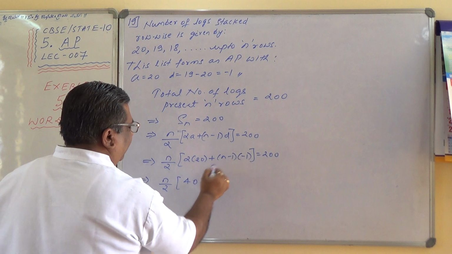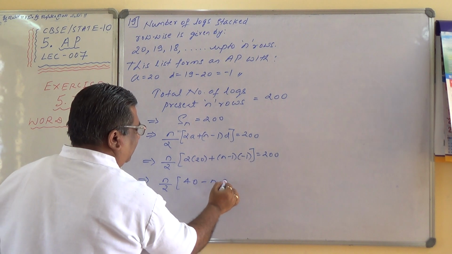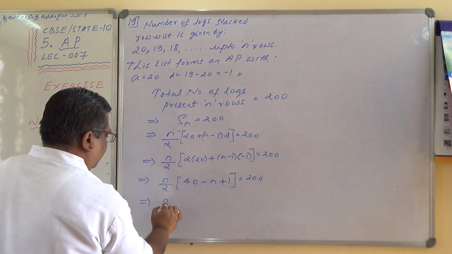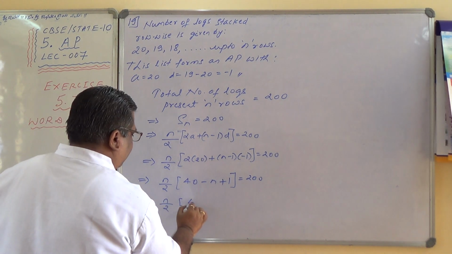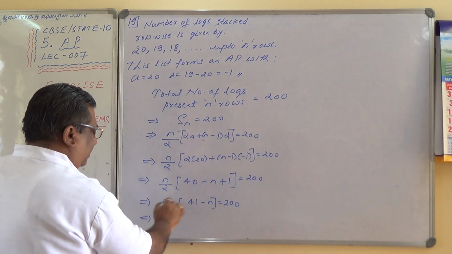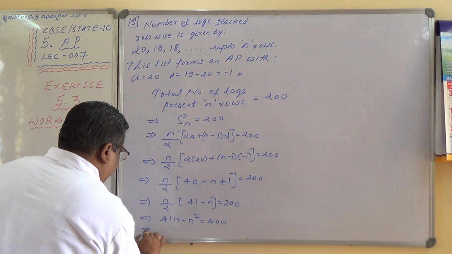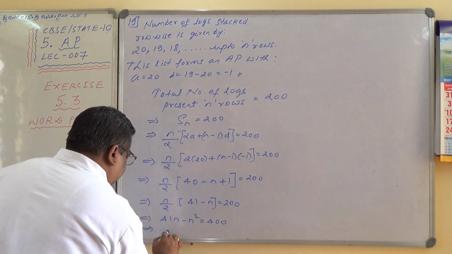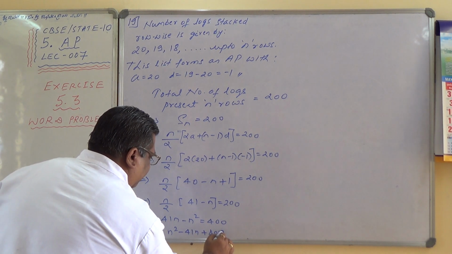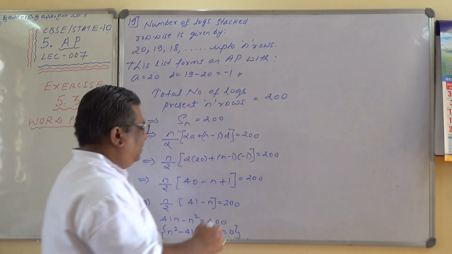40 minus n, minus of minus is plus 1. 40 plus 1, 41 minus n, equals 200. Now 2 goes that side, multiply here, 41n minus n square equals 400, implies, transpose everything that side, n square minus 41n plus 400 equals 0. This is the equation.